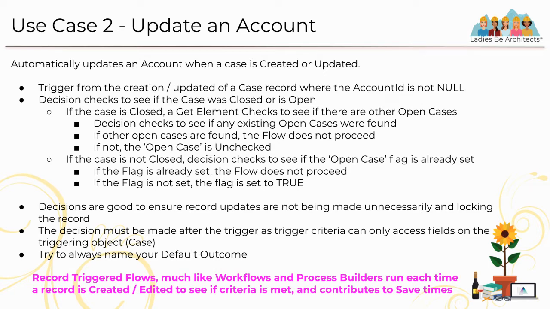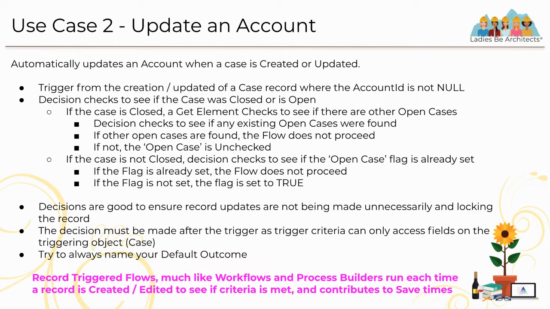So if we're creating a brand new case, we want to tick a flag on the account that says that there's an open case. If a case is closed, we then want to check if there's any other open cases. And if there's not, we're going to then untick the open cases checkbox. So there's a couple of different things that we want to do here to run through our thought process and planning out before we go about building this flow.